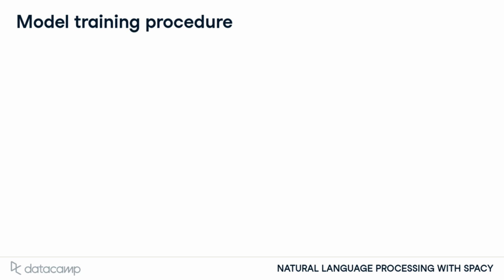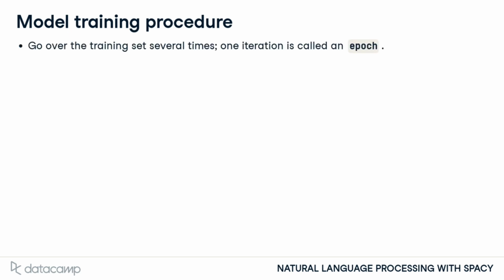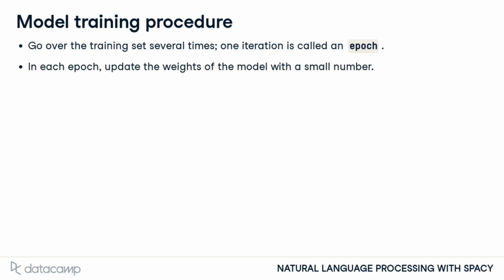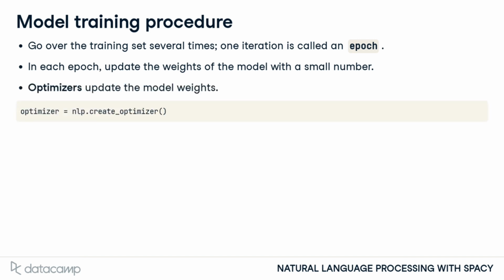In the training procedure, we will go over the training data several times. An epoch is the number of times that the learning algorithm will work through the entire training dataset. In each epoch, the training code updates the weights of the model with a small number using an optimizer object on randomly shuffled training data. Optimizers are functions that update the model weights and aim to lower the risk of errors from these predictions and improve the accuracy of the model. We can create an optimizer object using the create_optimizer method.